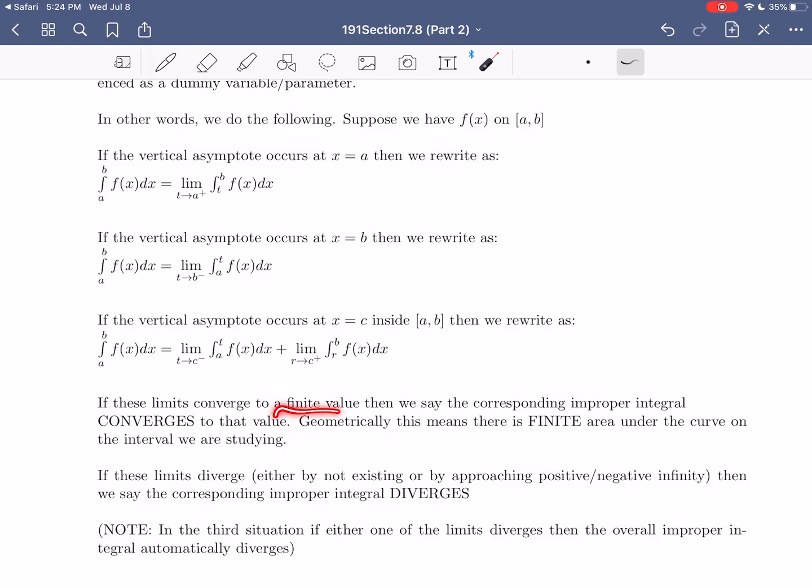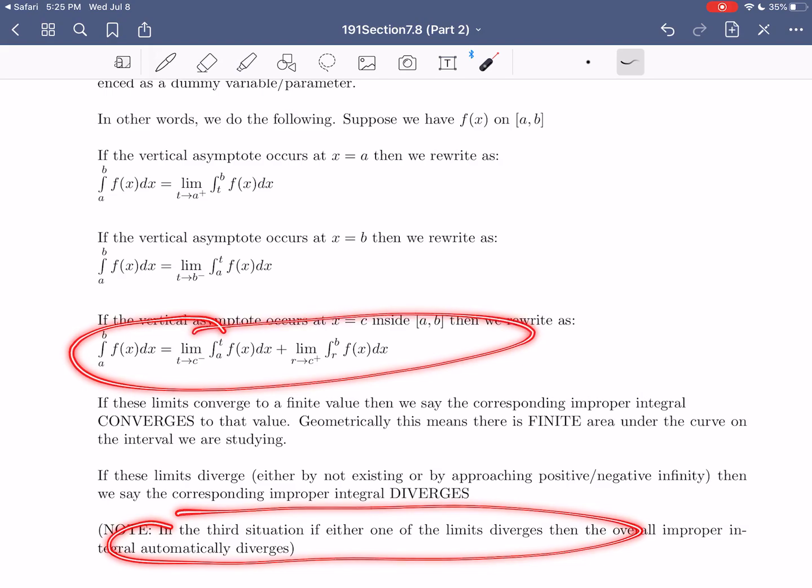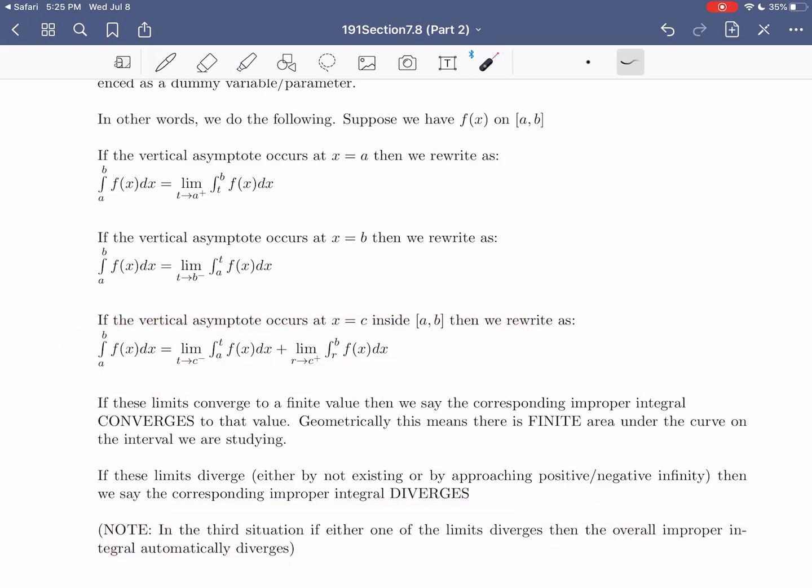So if the limit converges to a finite value, then the improper integral converges to that value. And geometrically, that means that there is a finite area under the curve on the interval we are studying. And we would say that the limit diverges, again, either by not existing or by approaching positive or negative infinity. Then we would say the corresponding improper integral diverges. And again, remember in case 3, where the asymptote would be in the middle, if one of these 2 pieces diverges, then you're already done. You can just say the overall integral diverges.